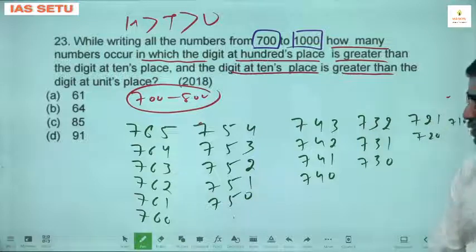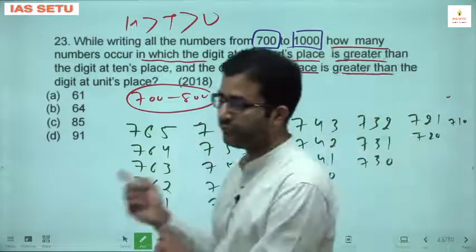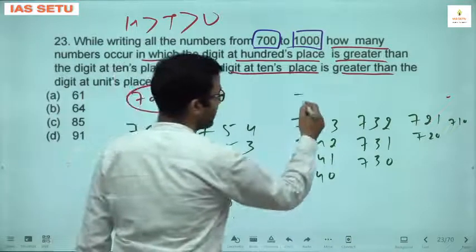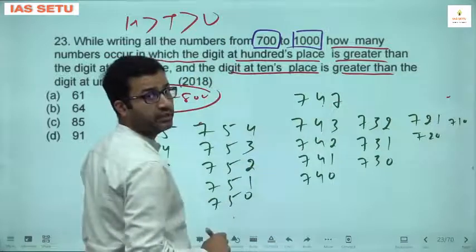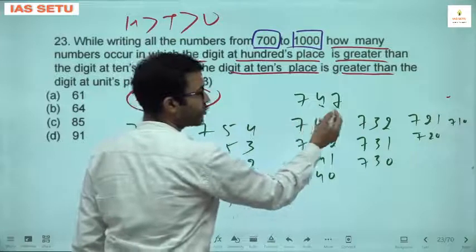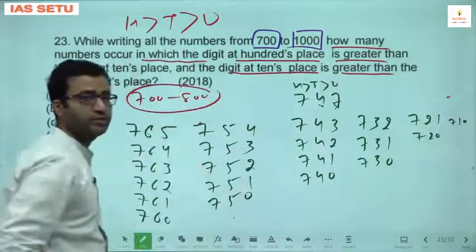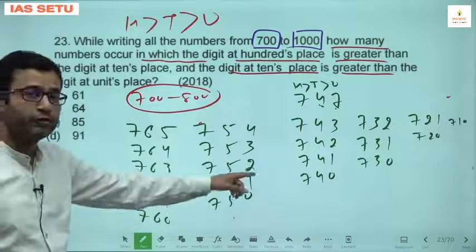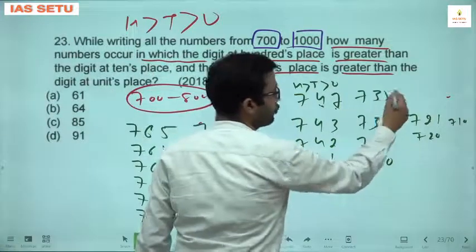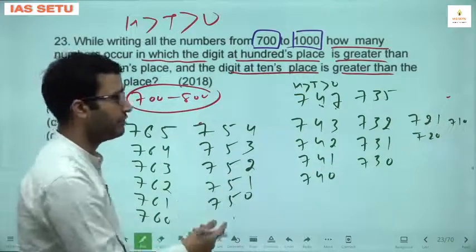710. But the beauty here is, I already told you the solution will be lengthy, because if you take between 700 and 800 any other number, like someone suggests me 747, but this 4 cannot be smaller than 7. It has to be greater than this. 100 place has to be greater than 10 place digit. 10 place has to be greater than unit place digit. So 743, 742, 741, 740. Similarly here, 735 not possible, because 3 cannot be smaller than 5. It has to be 732, 731, 730.